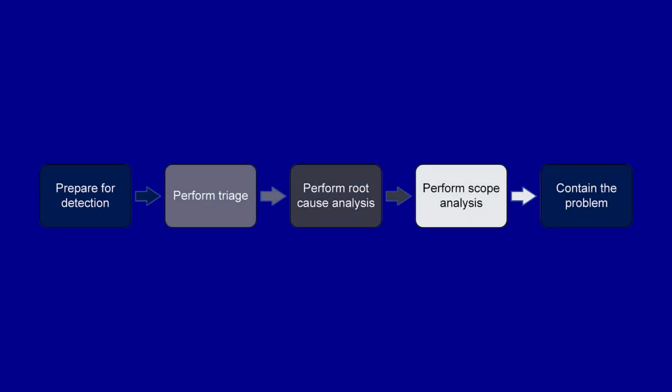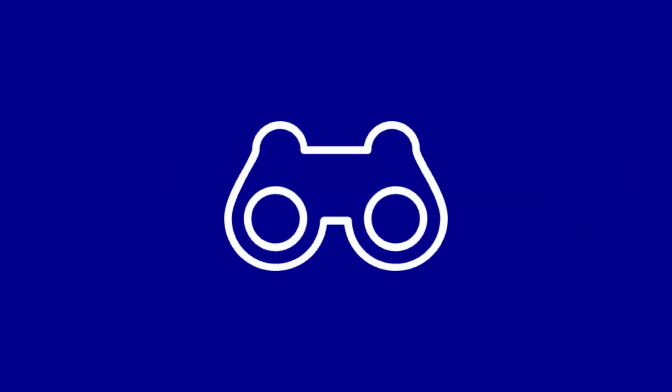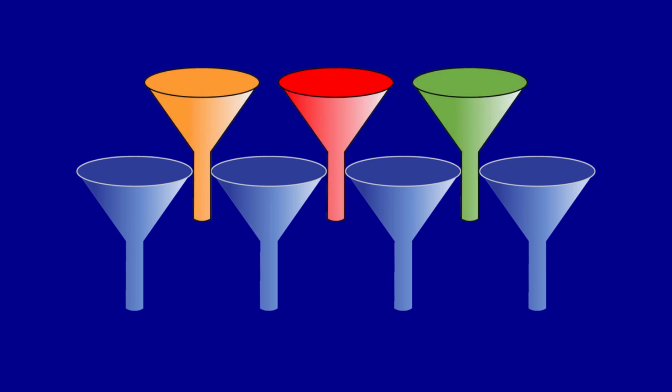EnCase Endpoint Security provides a complete methodology for detecting and responding to threats to the endpoints in your network. The first step is to prepare for detection by enabling filters that will include items you want to see and exclude those you don't want to see. A set of standard filters is included with the product, and you can also create your own custom filters.